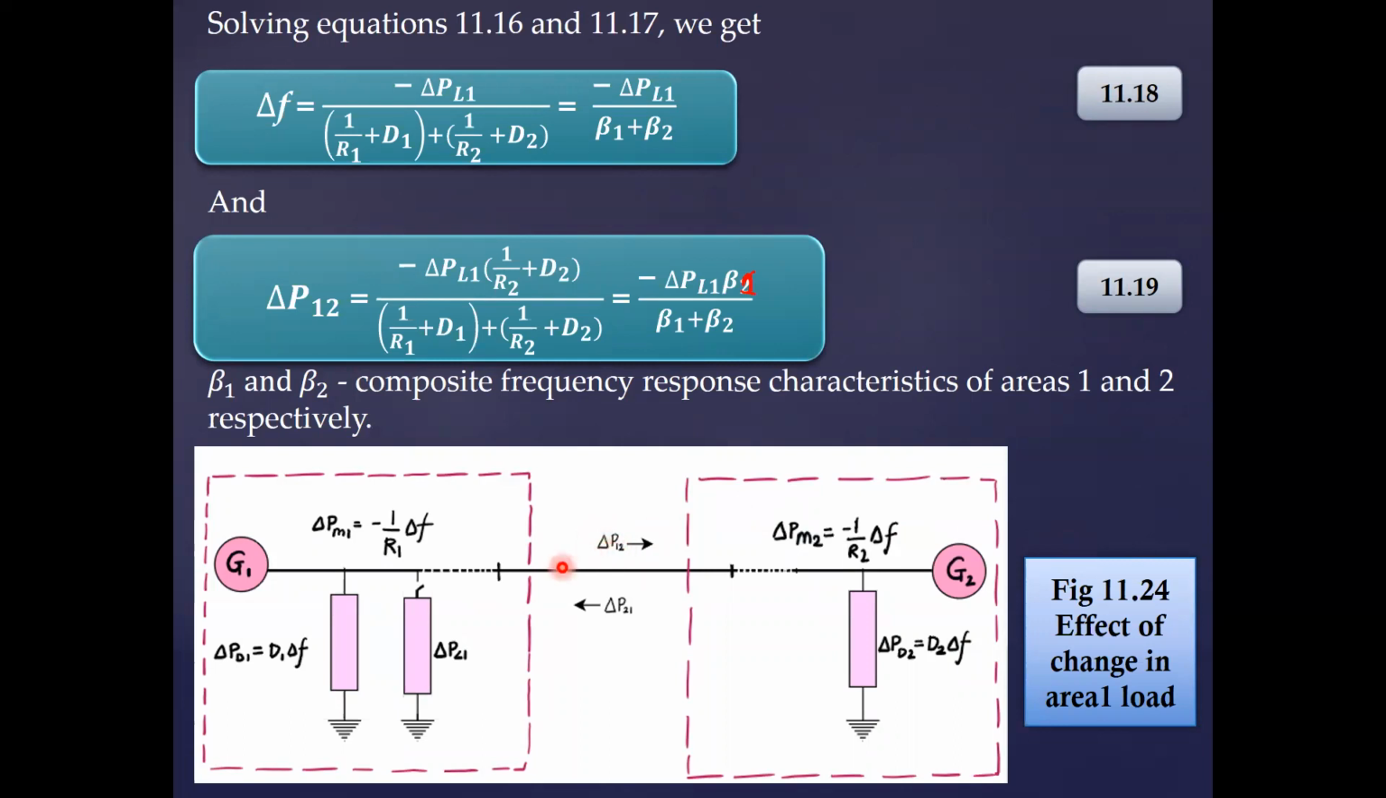Del P12 is positive means the power flows from 1 to 2 here, right? And in case del P12 is negative, it means that it is from 2 to 1. That means del P12 negative means it is del P21 basically. Okay, that was my question, just wanted to check.